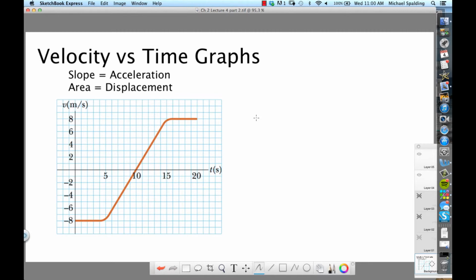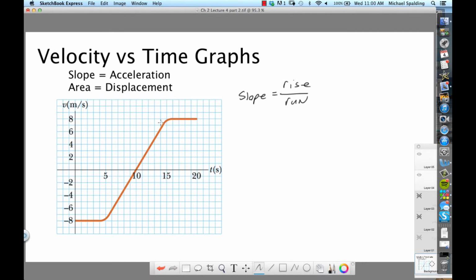And all of you know how to find area. Base times height. That's how you find area. Okay, are you going to memorize what slope and area are for this graph? What's better than memorizing? Understanding it. So let's start out with slope. How would you go about figuring out slope? Well, slope is rise over run.